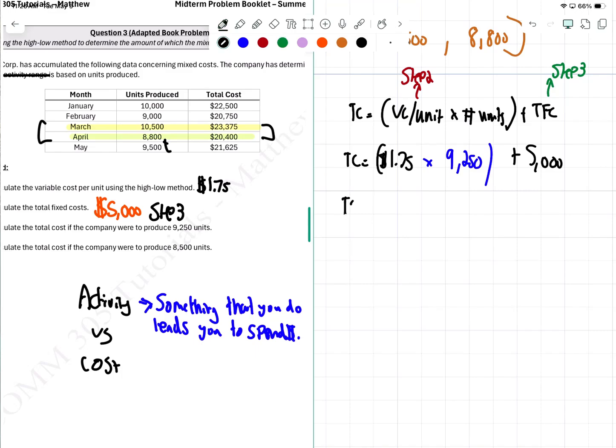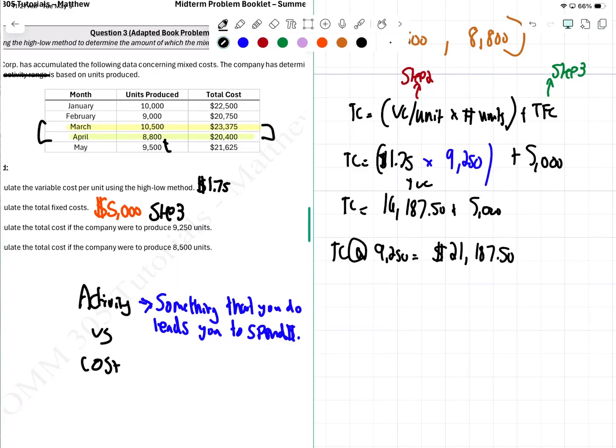So your total cost is your variable cost. 1.75 times 9,250 gives you a total variable cost, I'll write here, this is TVC, of 16,187.5, plus the fixed cost of 5,000. So your total cost at 9,250 units is going to be 21,187.50.